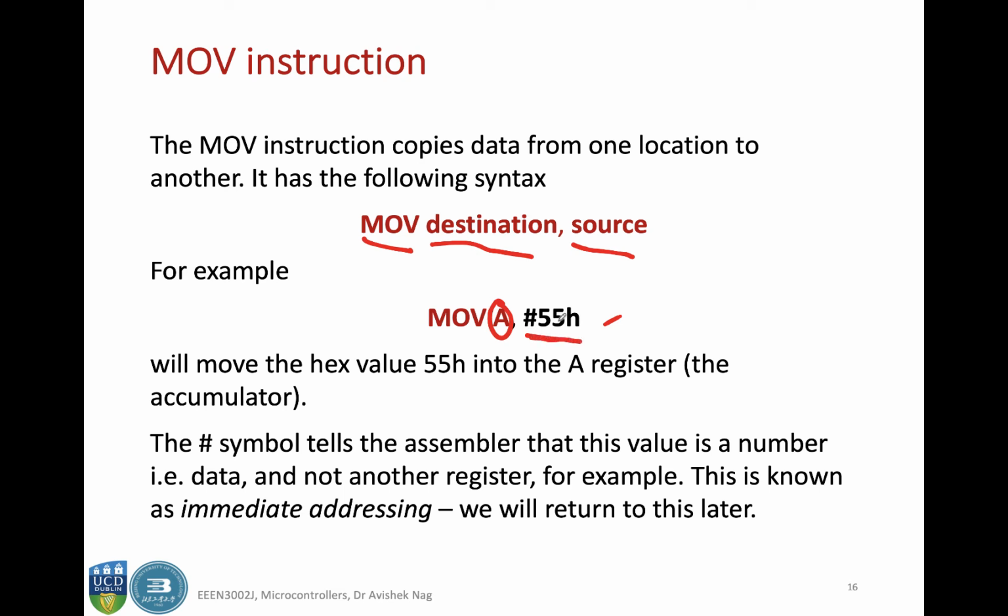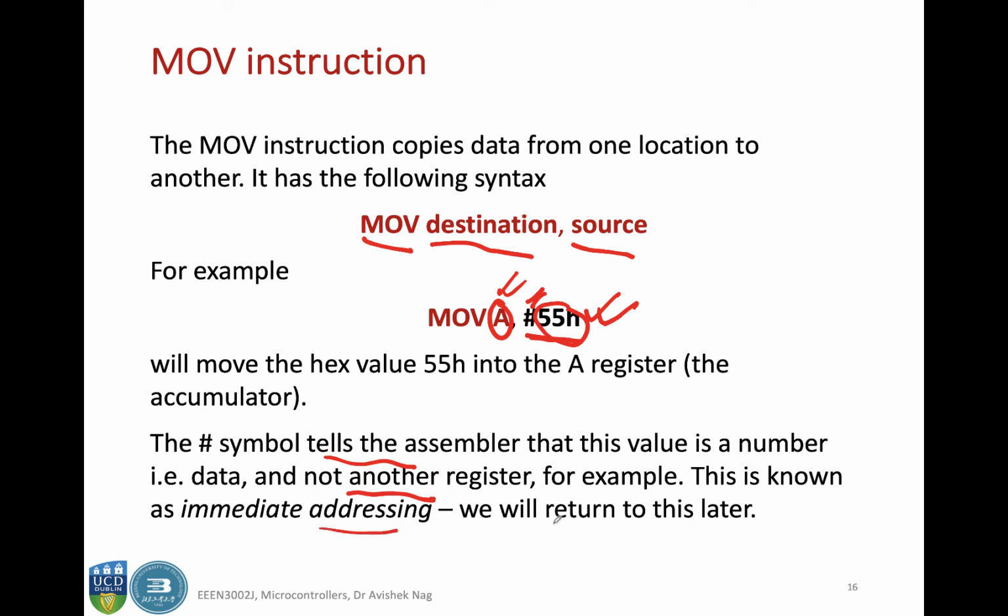Okay, so whenever we are using this symbol, this symbol tells the assembler that this is a value and a number and not another register. For example, this is a direct number which is 55 in hex format that you are moving to the A register. So this is known as immediate addressing.